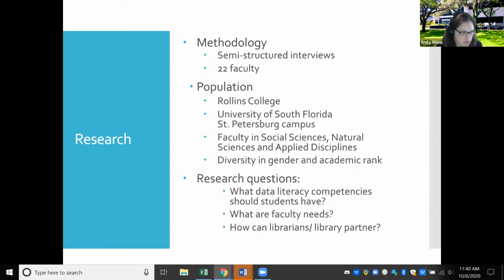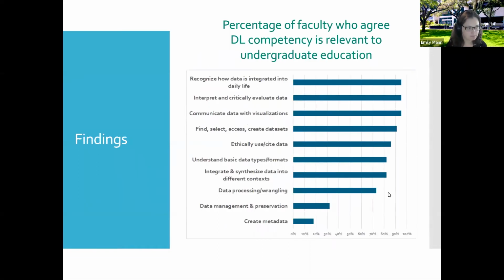And so we mostly spoke with faculty in the social sciences, the natural sciences, or applied disciplines such as education or business. We didn't get any interviews with faculty from the humanities, and that is something that we hope to address later on. The research questions that we were trying to answer: what data literacy competencies should undergraduate students have? What are the faculty needs regarding these data literacy competencies? And how can librarians and the library partner to help with that?